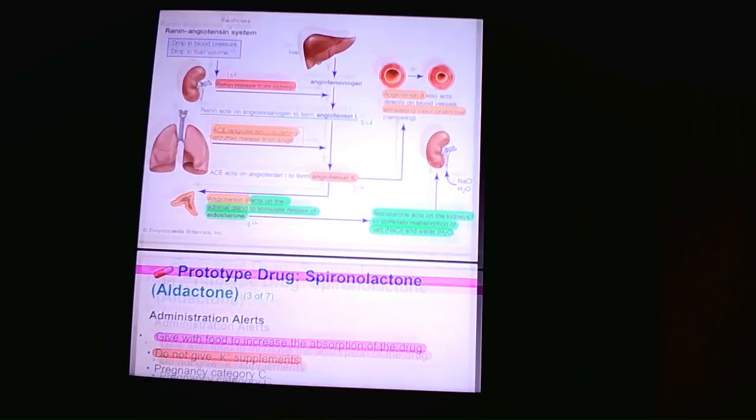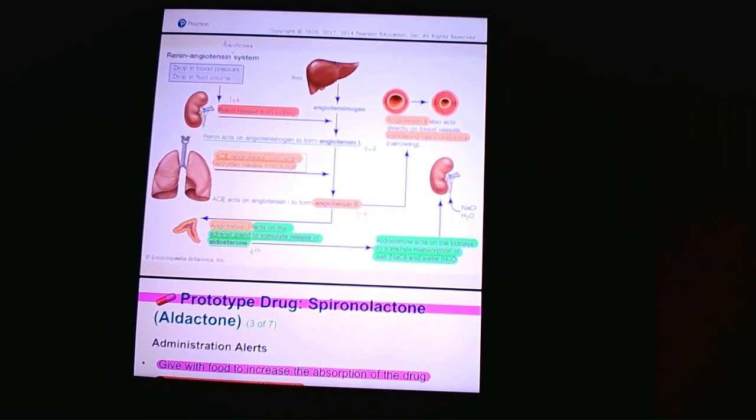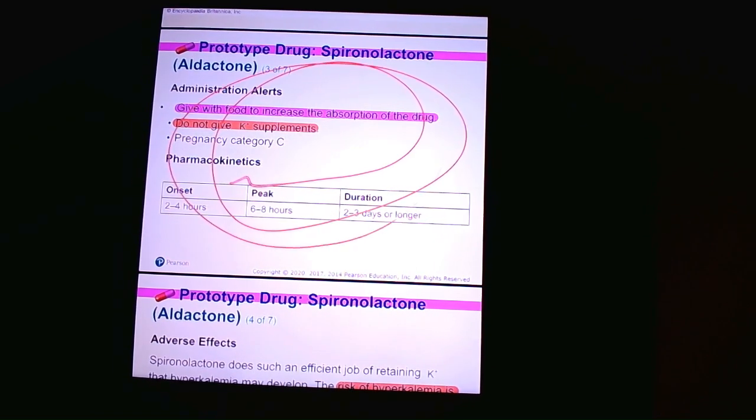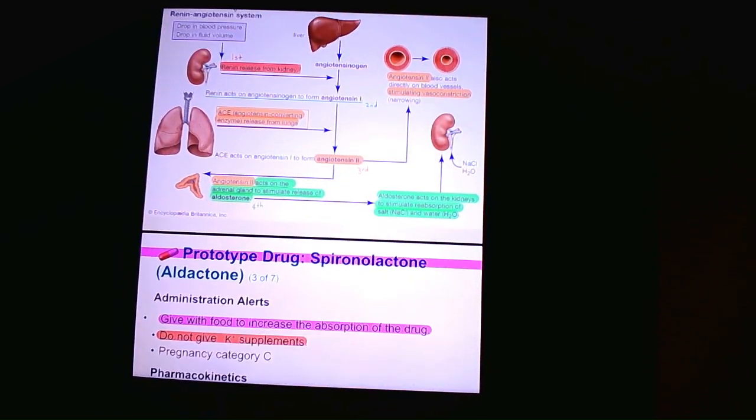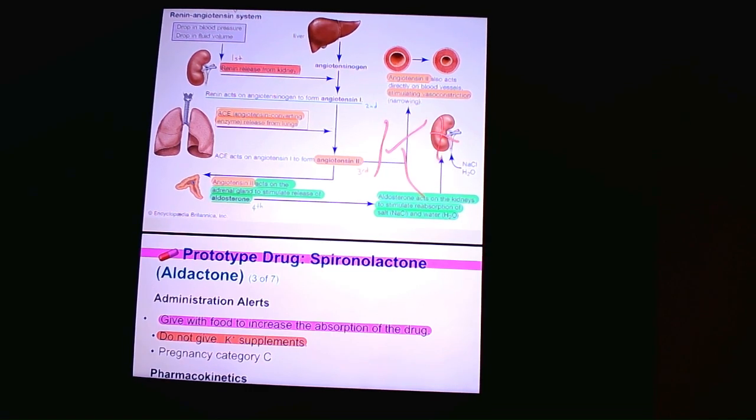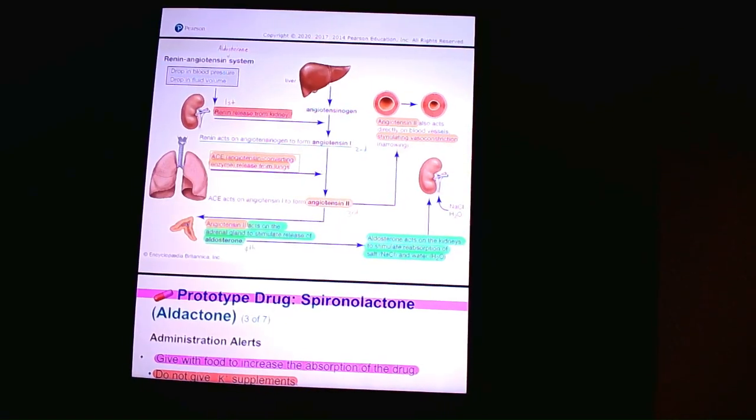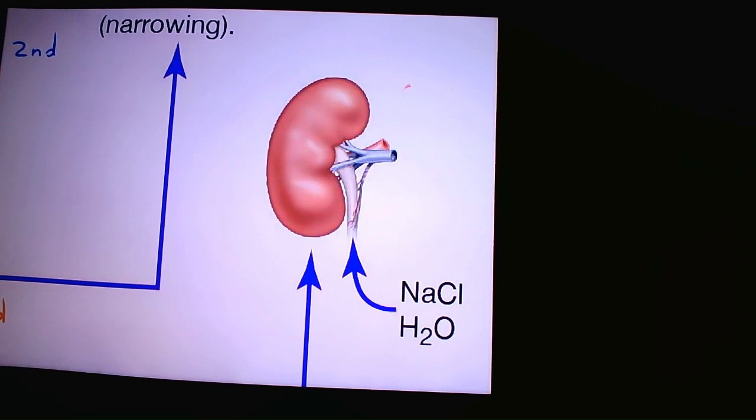What did we just talk about? The RAS, right? If you shut off the ACE inhibitor, if you turn that off, you can't make aldosterone. If you don't make aldosterone, this is legit what this drug is doing. You're going to hang on to potassium, right? Because we talked about it earlier in the beginning, right? Potassium is swapped for sodium at the end when we make urine.